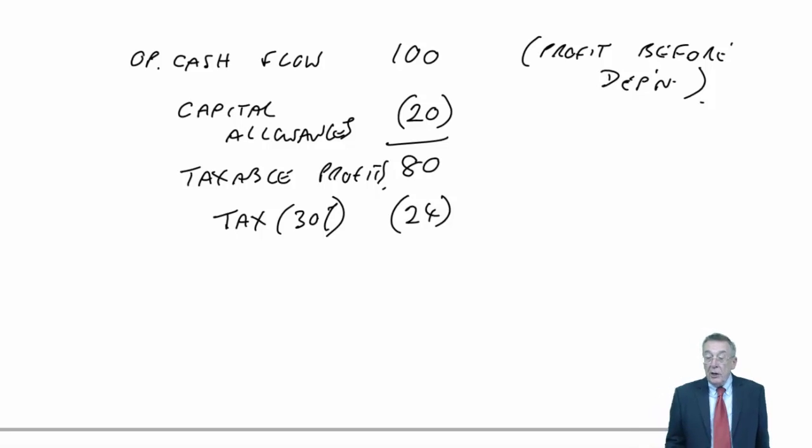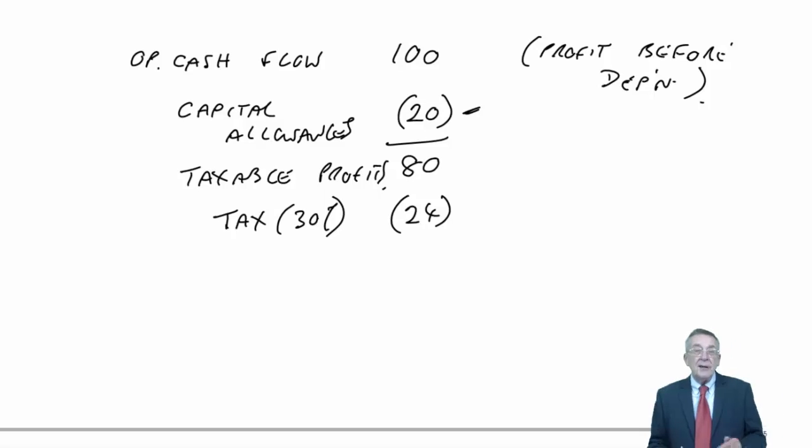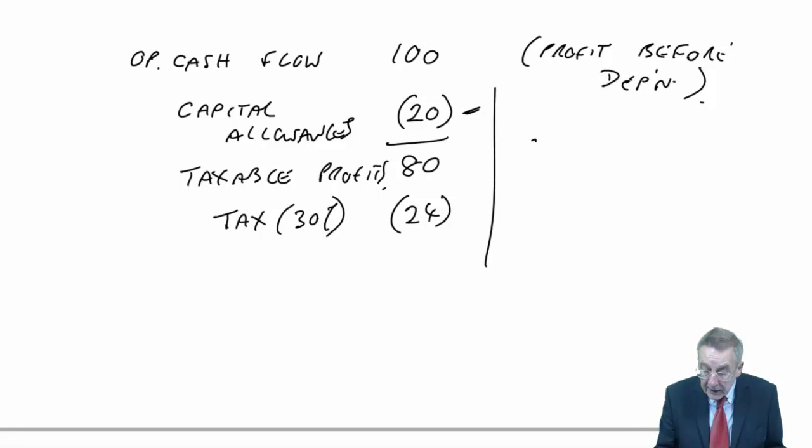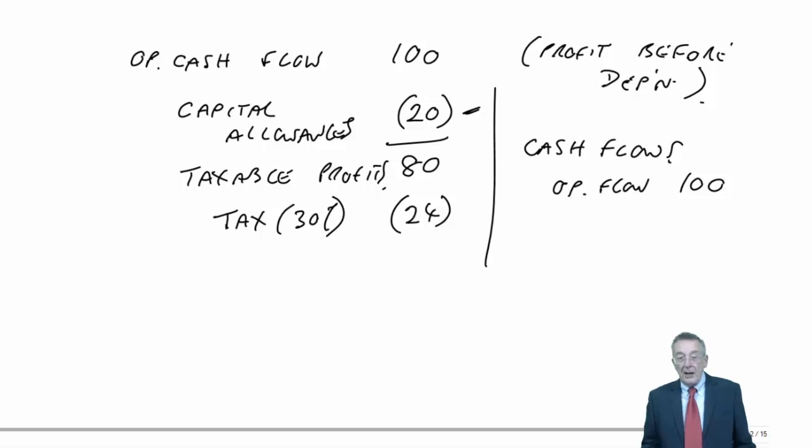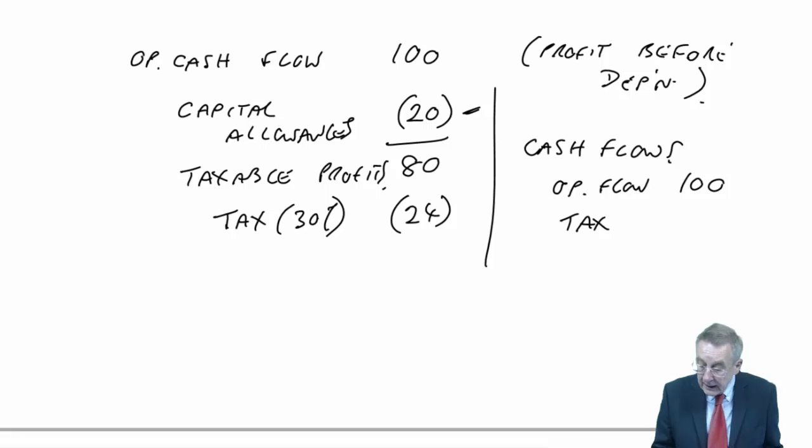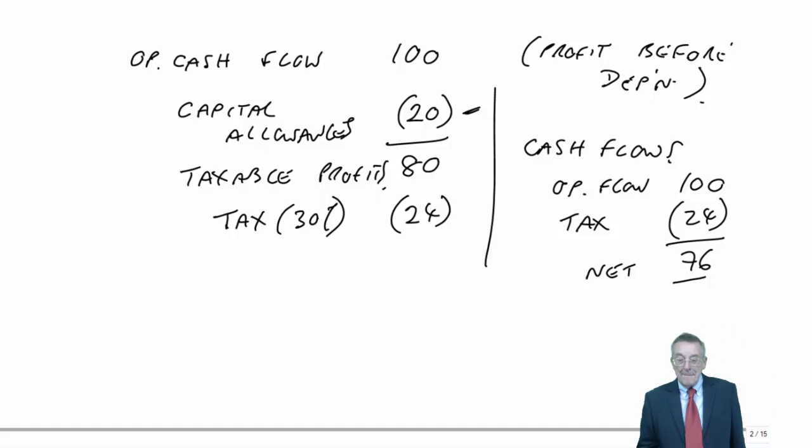But what would the actual cash flow be? The actual cash flow, the 20 isn't a cash flow. It was only there to calculate what the tax payable was. The actual cash flows is the operating flow of 100. And although we've had to do our little tax computation, the tax we'd have to pay out is 24. So the net flow would be 76. I hope that's making sense.